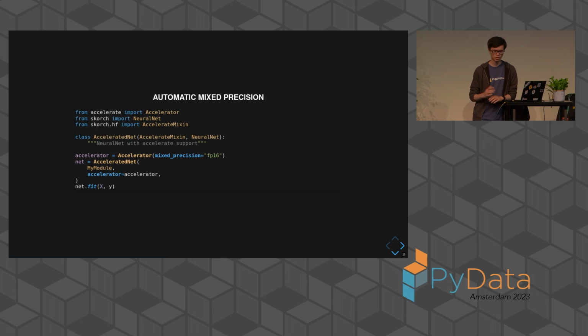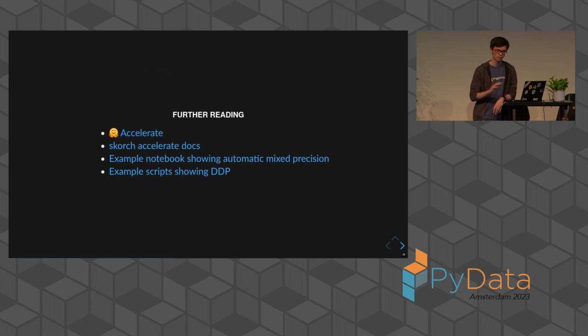And then the rest is just as you always do. Initialize the net, pass your custom module, and when you call fit, under the hood everything will be taken care of so that you're using fp16. That means it's going to be much faster to train your model and take less memory. There's much more that you can do there, but this was just one example. And as always, check out the links if you're interested in more.